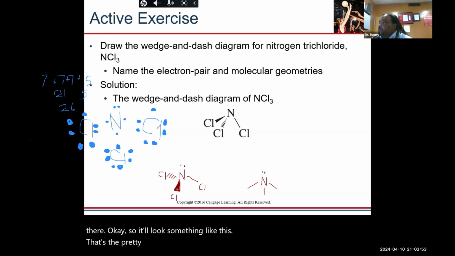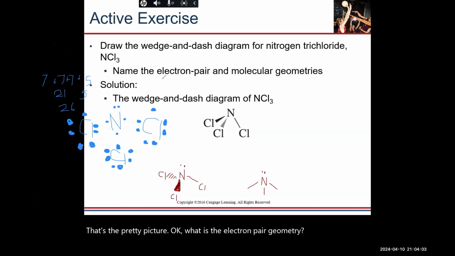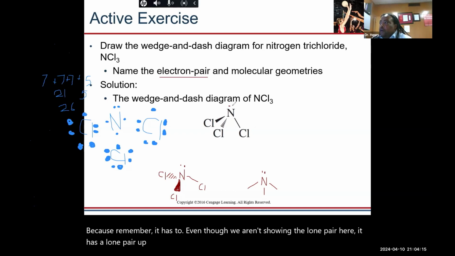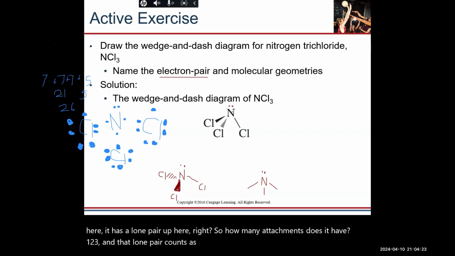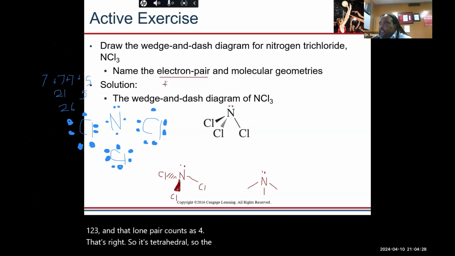What is the electron pair geometry? Trigonal pyramidal? Not the electron pair geometry. Because remember, even though we're not showing the lone pair here, it has a lone pair up here, right? So how many attachments does it have? One, two, three, plus the lone pair. Tetrahedral. That's right. So the electron pair geometry is tetrahedral.